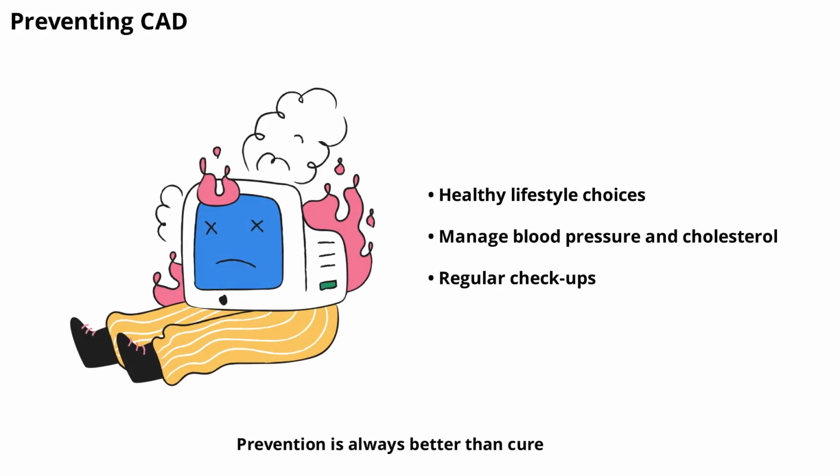Prevention is always better than cure. You can reduce your risk of coronary artery disease by maintaining a healthy lifestyle, managing blood pressure and cholesterol, avoiding tobacco, and staying physically active. Regular checkups help catch problems early, and your doctor can recommend personalized strategies to keep your heart healthy for years to come.